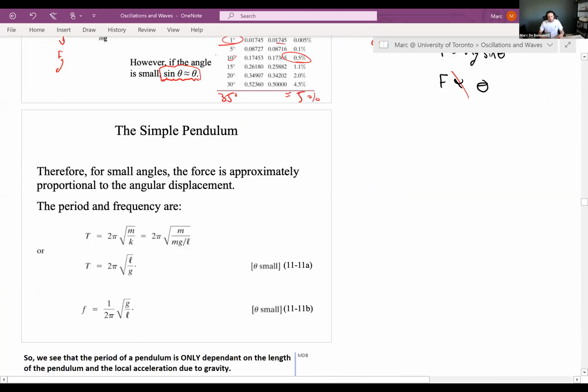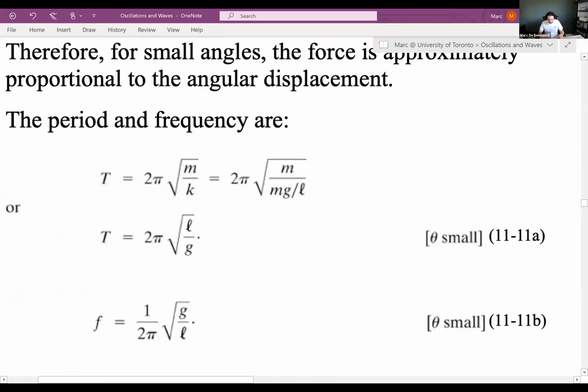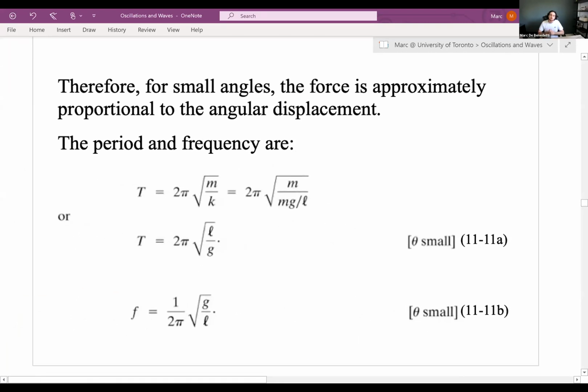So where does that leave us? There's a lot of parallels between the simple harmonic motion of a pendulum and a simple harmonic motion of a spring. Here, we know that the period on a spring is 2 pi times root m over k. It turns out the period on a pendulum is 2 pi times root L over g.